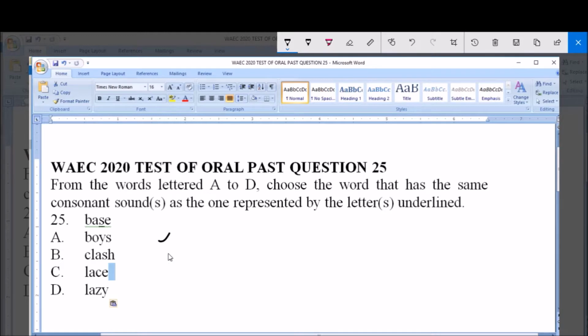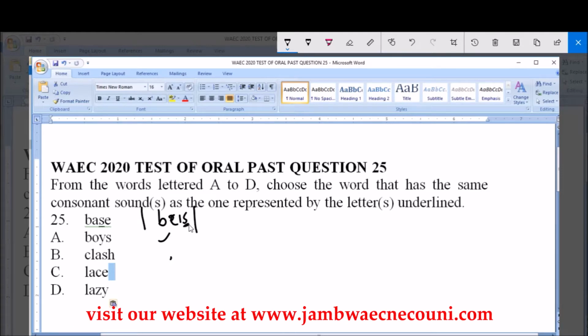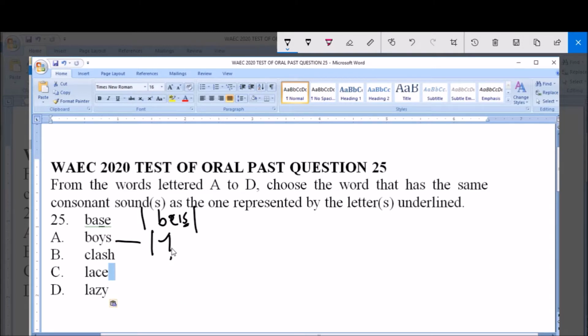Question number 25 says we should look out for the option that has the same consonantal sound as in the given word, and the underlying letter here is letter S, and the given word is pronounced as base. So the letter S sounds as S, while option A is pronounced as boys. So the S in this word that makes it plural sounds as Z, boys.